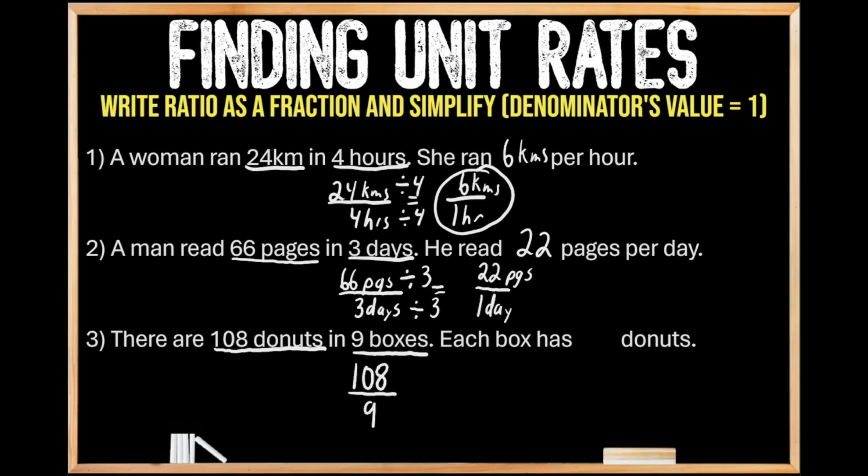So we have a ratio of 108 donuts to 9 boxes. And we need to figure out how many donuts are in each box. So we need to simplify this fraction so that our denominator has a value of 1. We're going to divide our denominator of 9 by 9 in order to get the denominator of 1. And to keep this fraction equivalent, we need to make sure that we do the same thing to our numerator up top. And when we divide 108 by 9, we get 12. So that means that each box has 12 donuts.